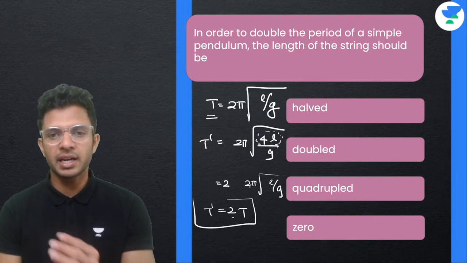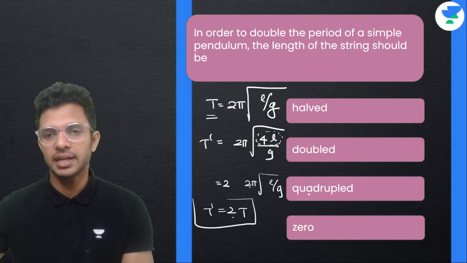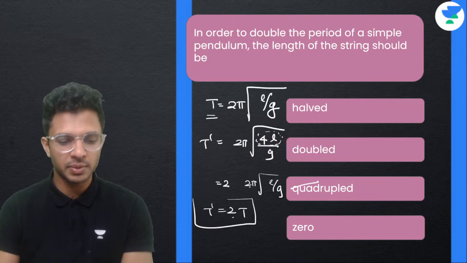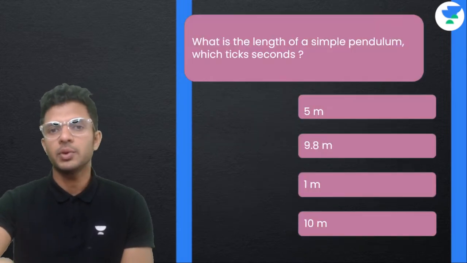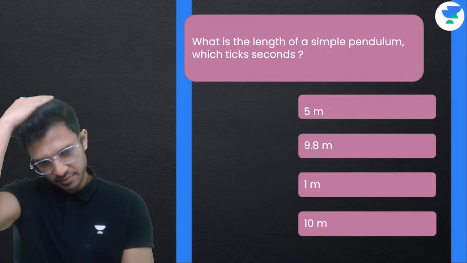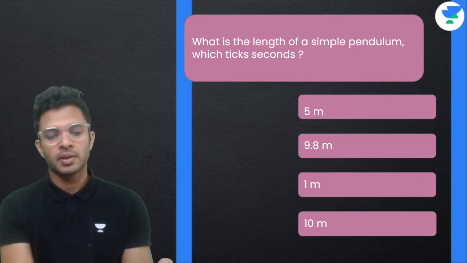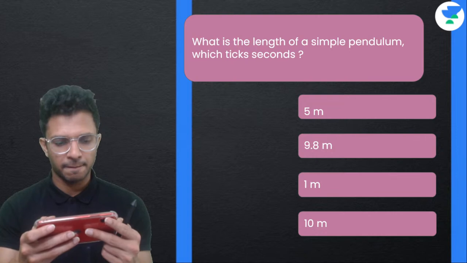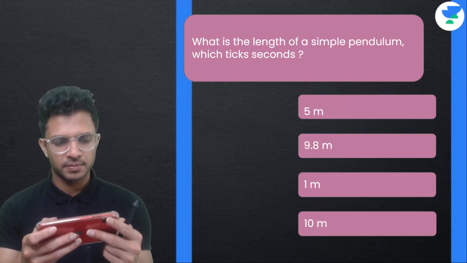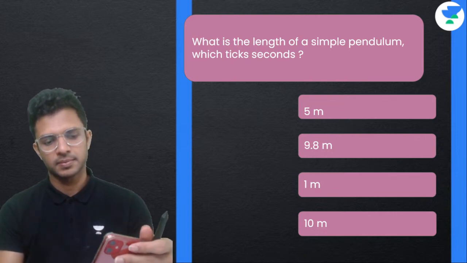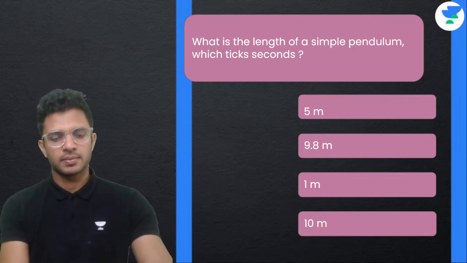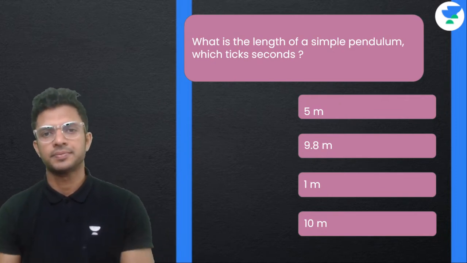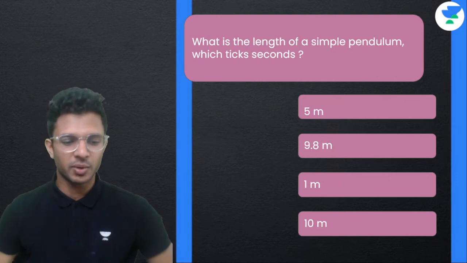So, samajh mein aa gaya, no issues at all. So our correct answer is option C, quadrupled. Theek hai. So, agle question pe jayenge. Here we have... Okay, this is a very good problem. Accha problem.